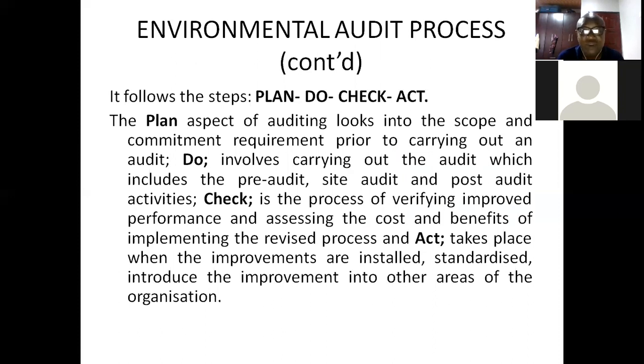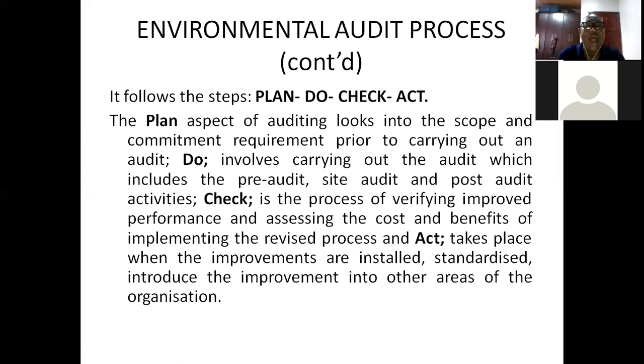An environmental audit process takes 4 key steps. The 4 key steps are the plan, the do, the check, and the act. The plan, the do, the check, and the act. So before you carry out an audit exercise, you must be able to plan. The plan aspect of auditing looks into the scope.